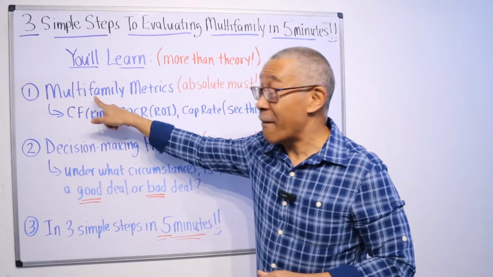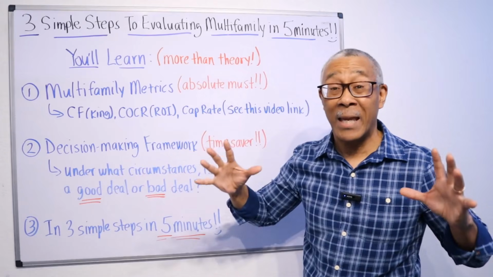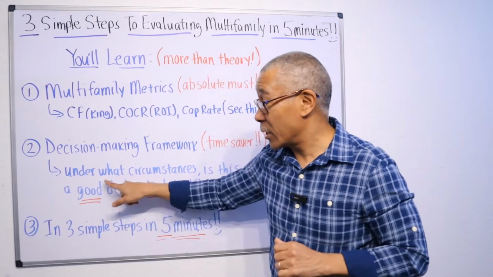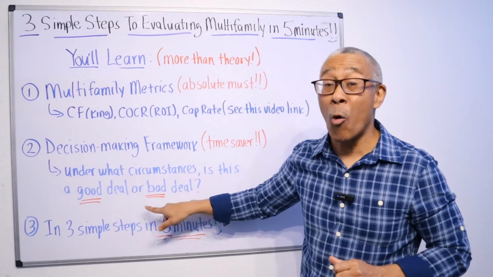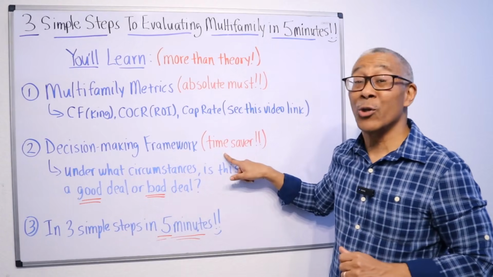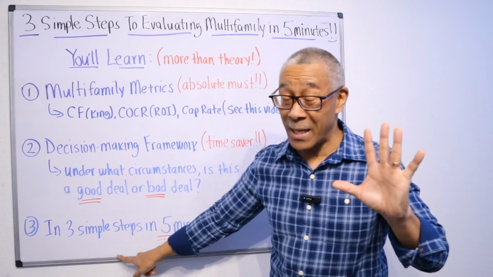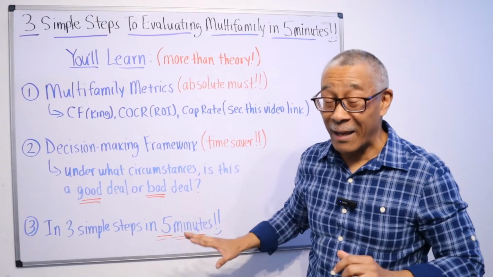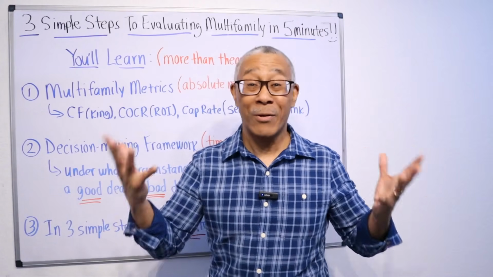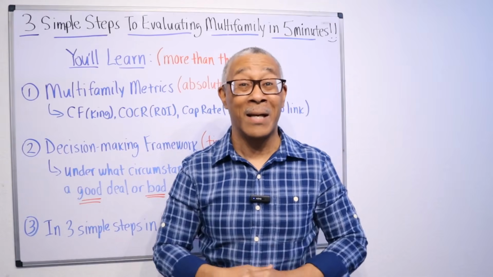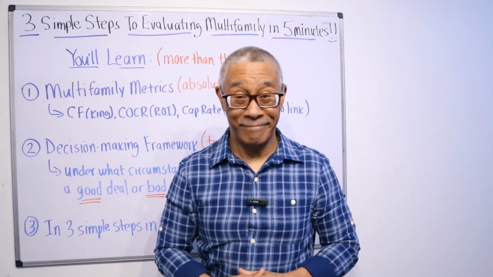And then number 2, after you learn the metrics, which is really important, you need a decision-making framework, okay? Basically, under what circumstances is this a good deal or bad deal? It's a huge time saver. And I'm going to do this in 3 simple steps in under 5 minutes. That's right, 5 minutes. And in fact, I'm going to have a timer on the screen to prove to you that it can be done in 5 minutes. So get ready, get set, go.